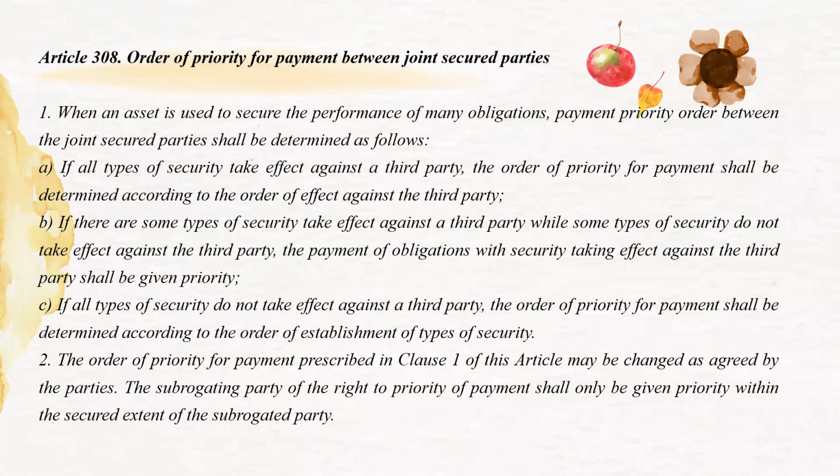Article 308, order of priority for payment between the joint security parties. When an asset is used to secure the performance of many obligations, payment priority order between the joint security parties shall be determined as follows. If all types of security take effect against third party, the order of priority for payment shall be determined according to the order of effect against third party. If some types of security take effect against third party, while some types of security do not take effect against the third party, the payment obligation with security taking effect against the third party shall be given priority.